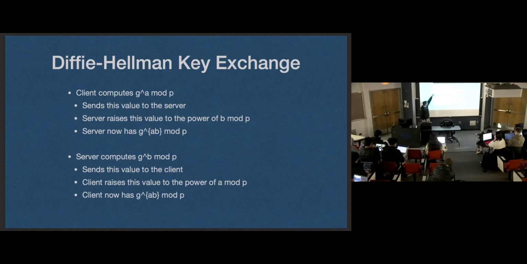So the client computes G to the A mod P and sends this value to the server. Server does the opposite, G to the B mod P, and sends that to the client. The server takes the value it receives and raises it to the power of B mod P, and the client takes the value from the server and raises it to the power of A mod P. So now we have this shared secret, G to the AB mod P. We didn't share A and B with each other or anyone else. The only things that went over the air were G to the A mod P and G to the B mod P.